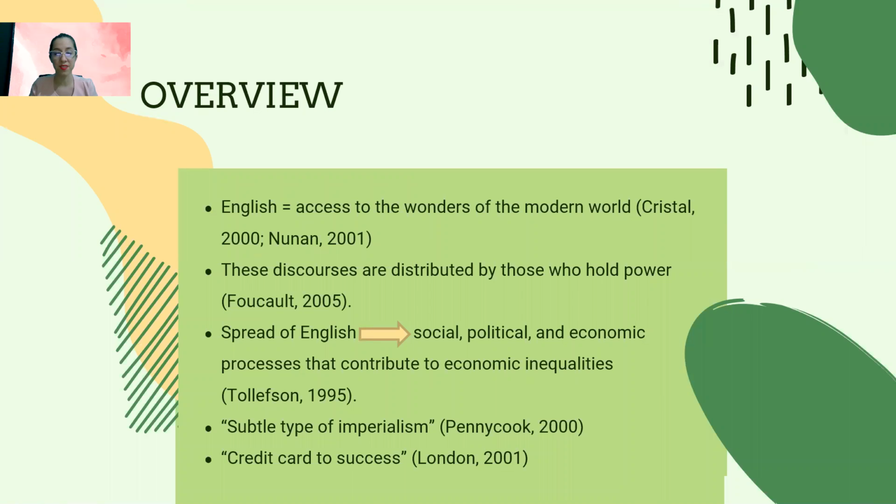However, some critical scholars question the widespread ideological view of English as a tool for gaining individual economic opportunity and instead argue that the spread of English is part of a wider social, political, and economic process that contribute to economic inequalities. Pennycook refers to this phenomenon as the structural power of English, and for him, its implications and its causes are a covert and subtle type of imperialism. Thus, speaking English is promoted worldwide as a credit card to success, and Mexico is not exempt from this trend.